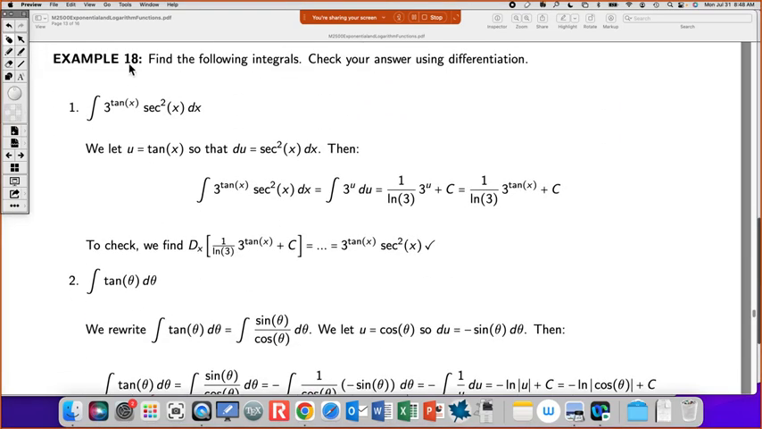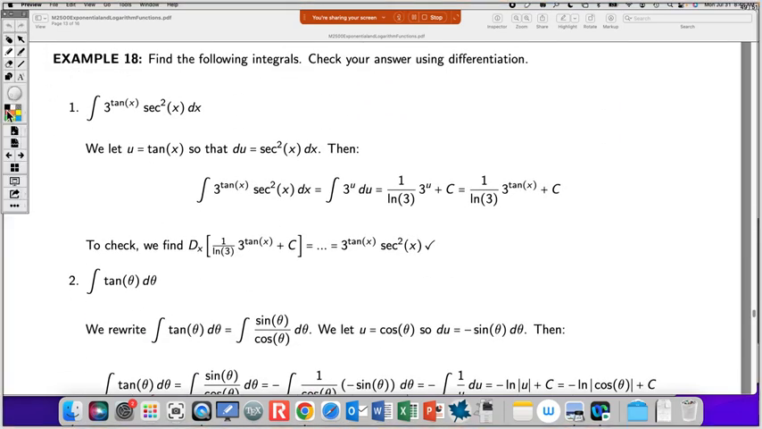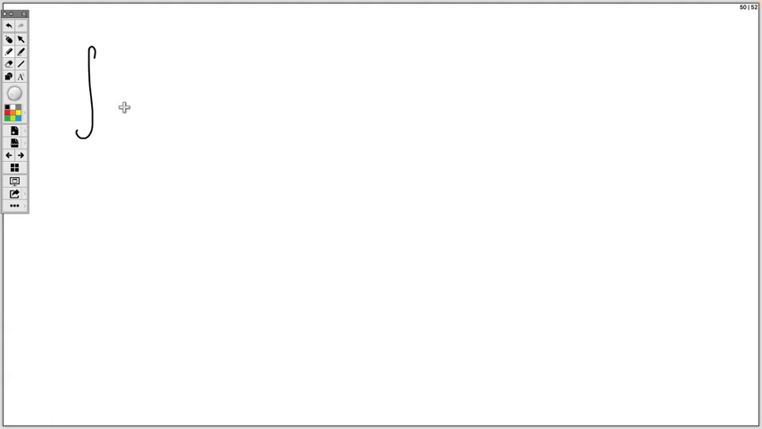So we take a look at example 18. We're asked to integrate 3 to the tangent of x times the secant squared of x dx.